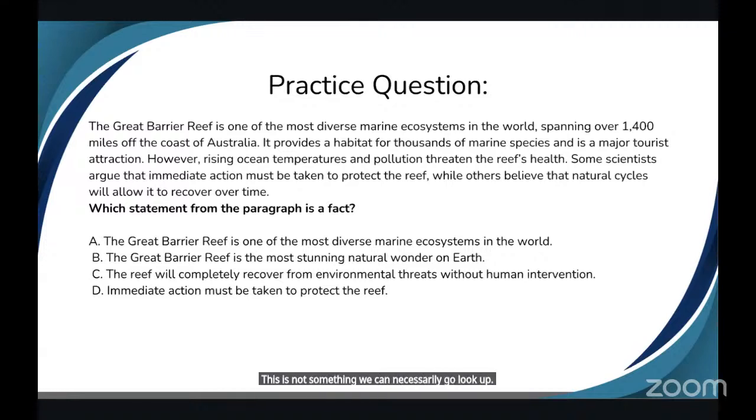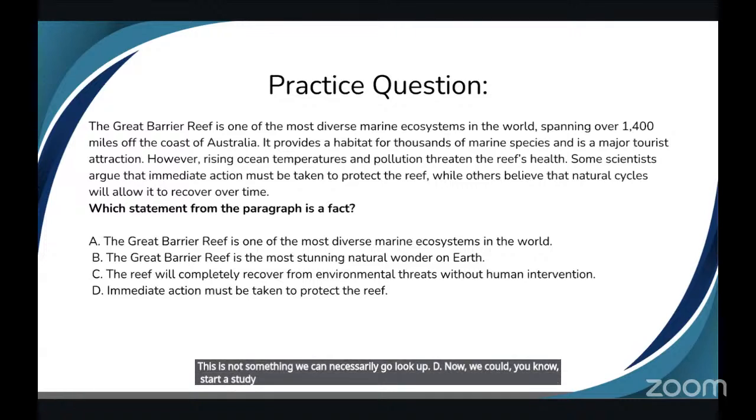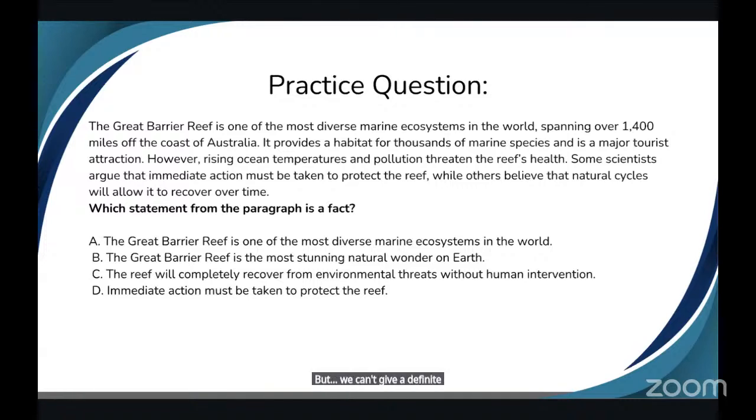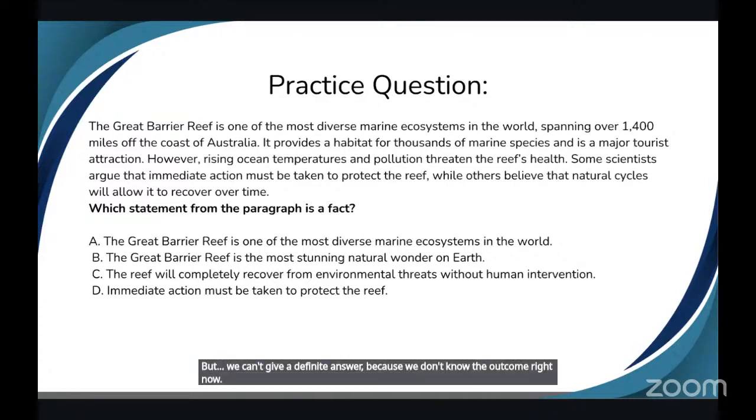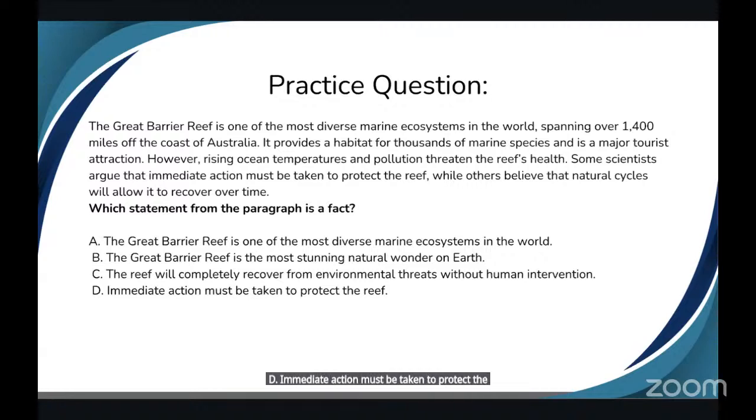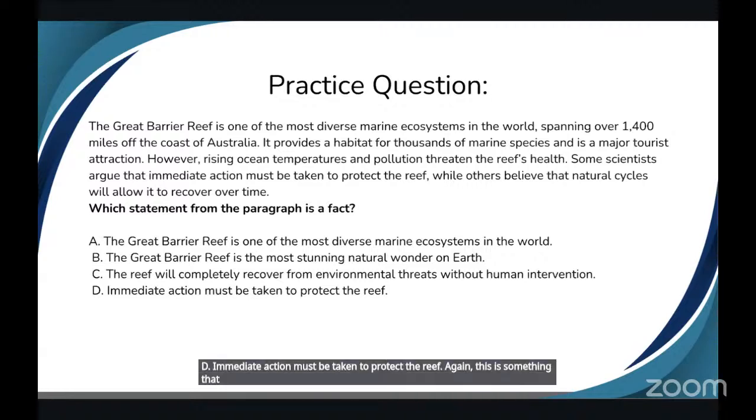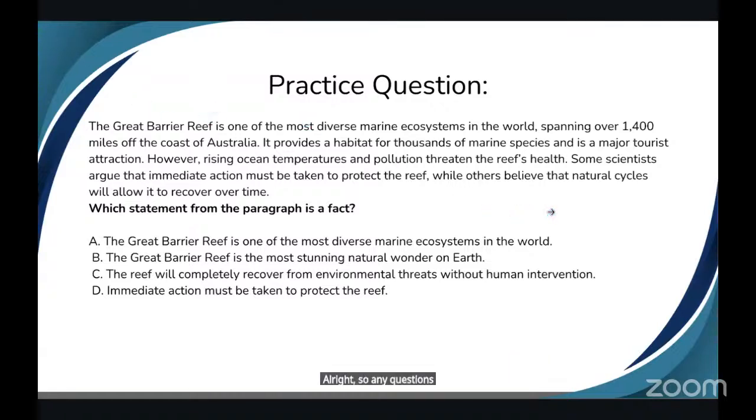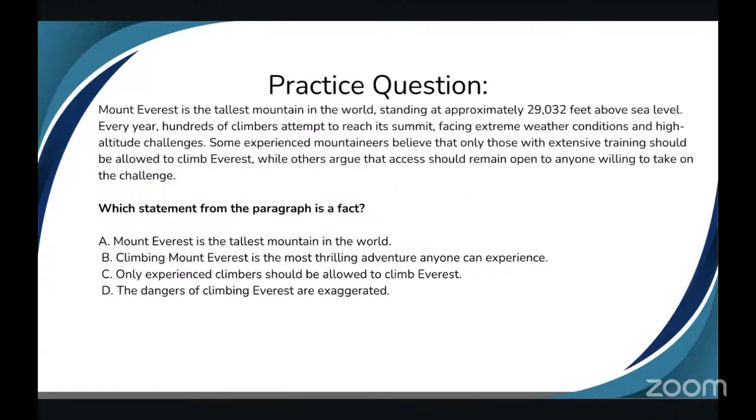Now we could start a study and track it, but we can't give a definite answer because we don't know the outcome right now. D, immediate action must be taken to protect the reef. Again, this is something that could change. Some people might not care about it and they wouldn't think you need immediate action. All right, so, any questions about that one? All right. Here's another one. I'm going to put 45 seconds on the timer and go.